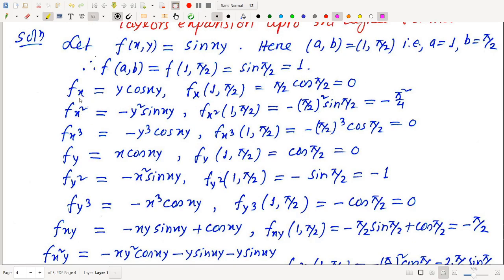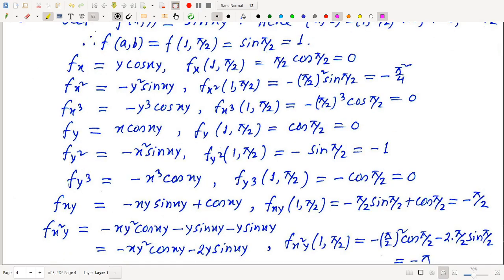Then again if we differentiate this f suffix x, we will get f suffix x square, the second order partial derivative with respect to x. So again the derivative of cos xy is minus sin xy, and into y. So this becomes minus y square sin xy. And at the point (1, pi by 2), the value is minus (pi by 2) square sin pi by 2. Sin pi by 2 is 1. So pi square by 4 with a minus sign. F suffix x cube means if we differentiate this again, the third order partial derivative with respect to x. So sin xy will again become cos xy, but another y will come. So minus y cube cos xy. Cos pi by 2 is 0, that's why this value is 0.